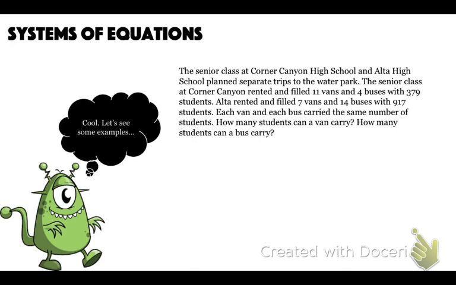Each van and each bus carried the same number of students, and we want to know how many students a van can carry and how many a bus can carry. So we already know Corner Canyon filled 11 vans and 4 buses for 379 students, and Alta filled 7 vans and 14 buses for 917 students. So let's let V equal vans and B equal buses. That's going to be 11V plus 4B equals 379. And 7V plus 14B equals 917.